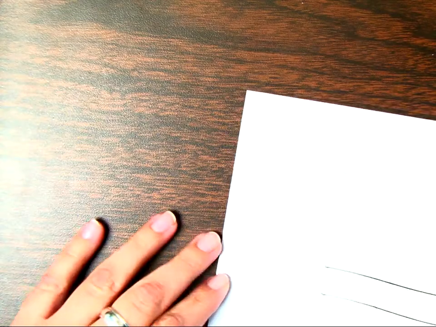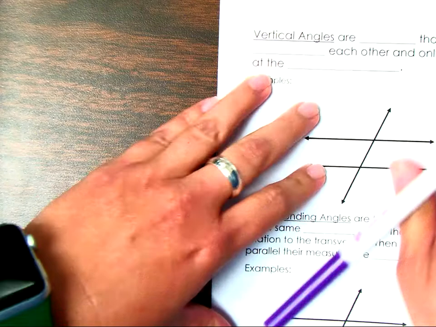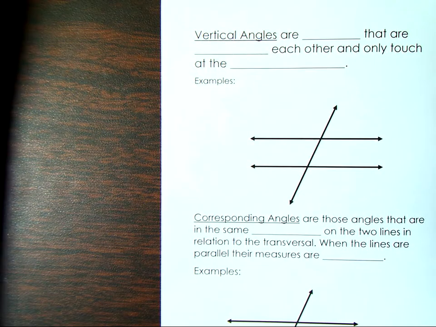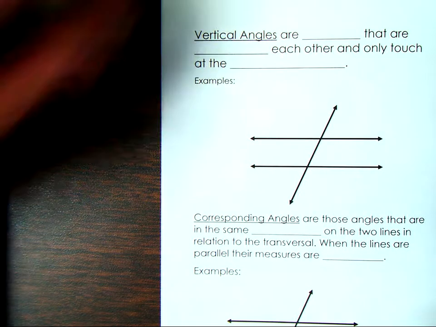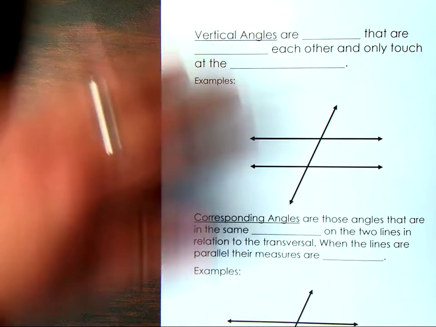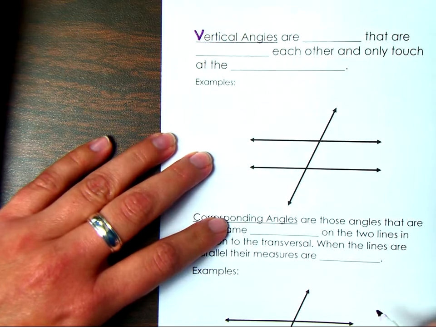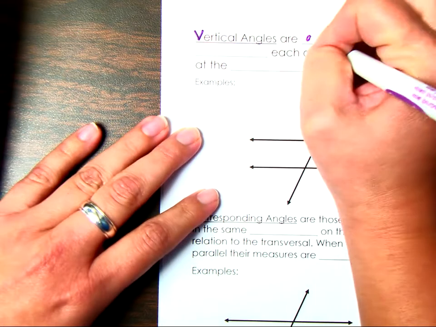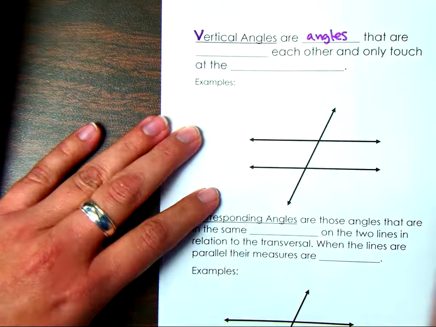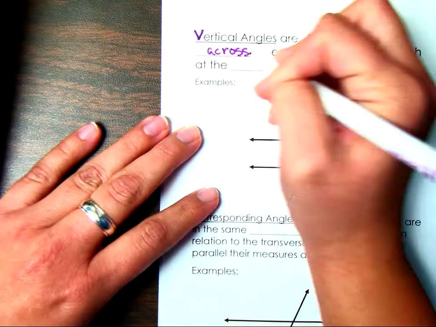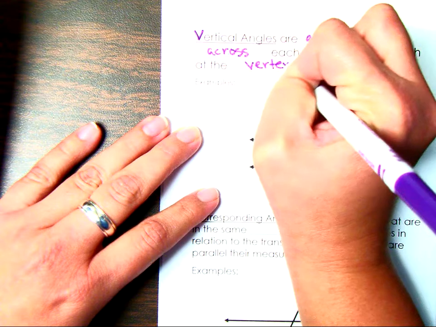So after that's done, what happens is we have some angle relationships that form. So let me show you what we're going to create on here. Inside this, we're going to look at some different angle relationships. Okay? So the first one are called vertical angles. I'm going to capitalize that V in purple. These are going to be angles that are across each other, and they only touch at the vertex. That's why I did that V in purple.